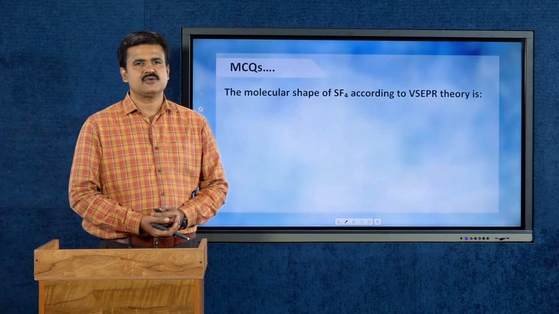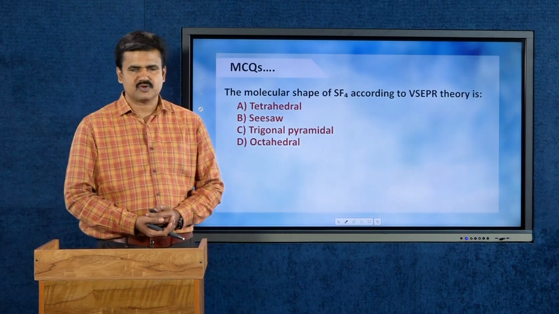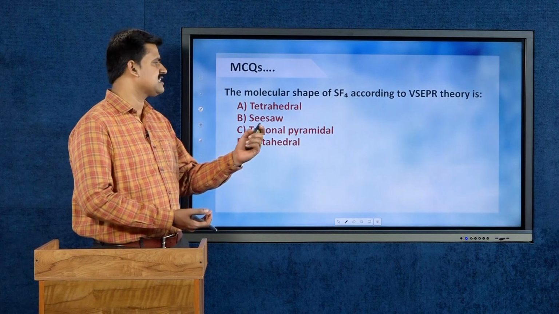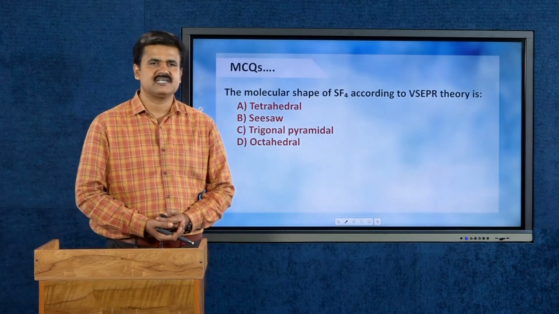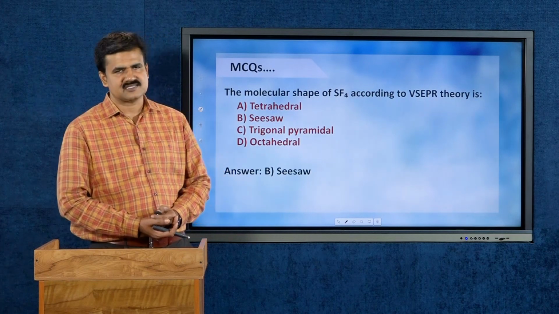Now, another MCQ. The molecular shape of SF4 according to VSEPR theory. This is a direct problem. These are the four options: tetrahedral, seesaw, trigonal bipyramidal and octahedral. It is very well clear that the shape of the SF4 molecule is a seesaw.